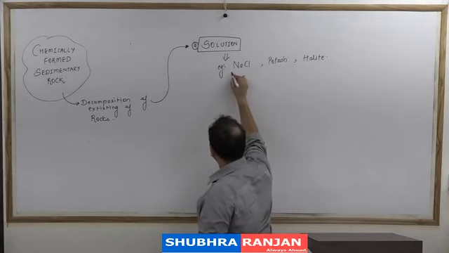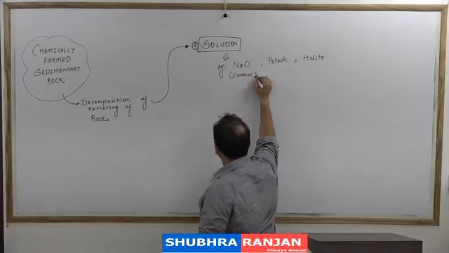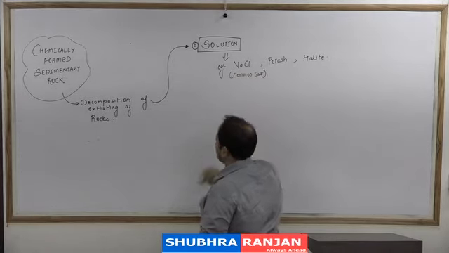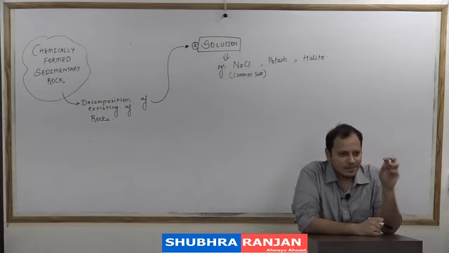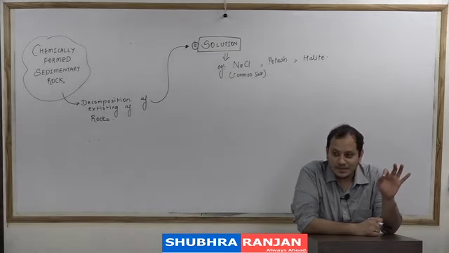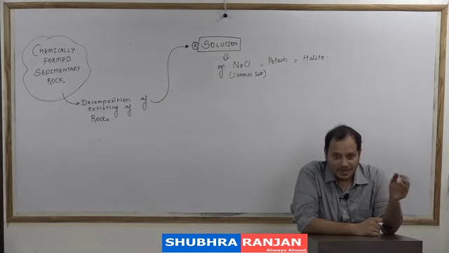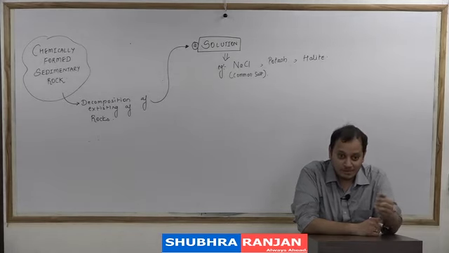Can I write common salt instead of NaCl? Yes. So common salt, potash and halite. Common salt is an example of a chemically formed sedimentary rock by the process of solution. Potash is what? Potash is a fertilizer. Again, it is an example of a chemically formed sedimentary rock. Potash is an important fertilizer.